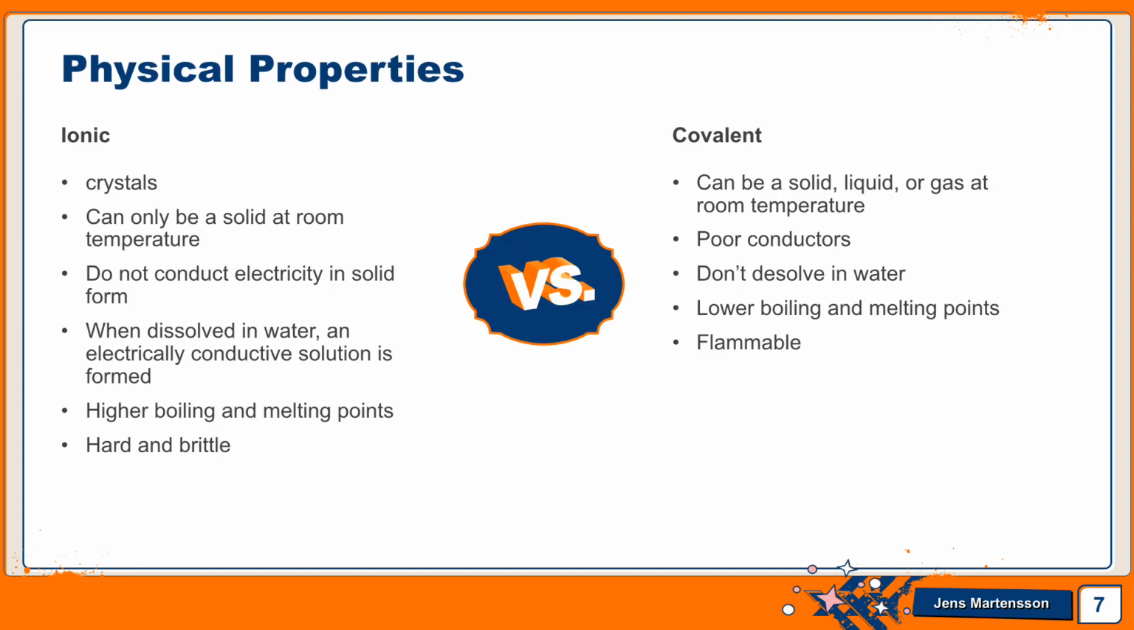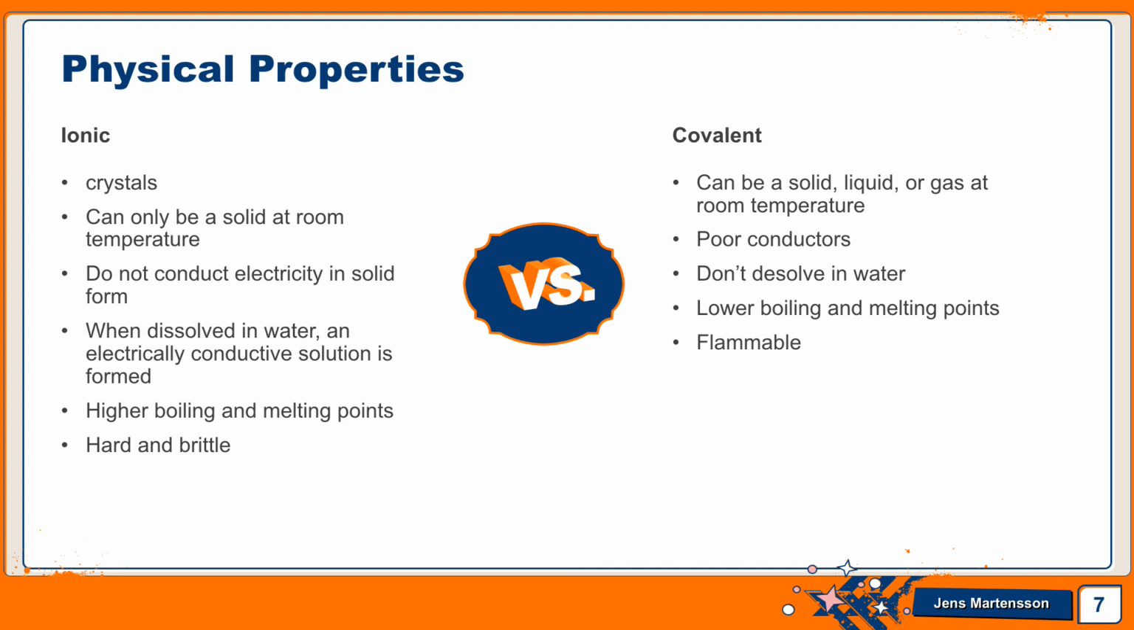Now we are going to look at some physical properties of ionic and covalent bonds. So ionic bonds are crystals, and this is because of how positive and negative charges line up within the bonds. They can only be solid at room temperature, and they do not conduct electricity when they are in this solid form. But when they're dissolved in water, an electrically conductive solution is formed. These are what we call electrolytes.